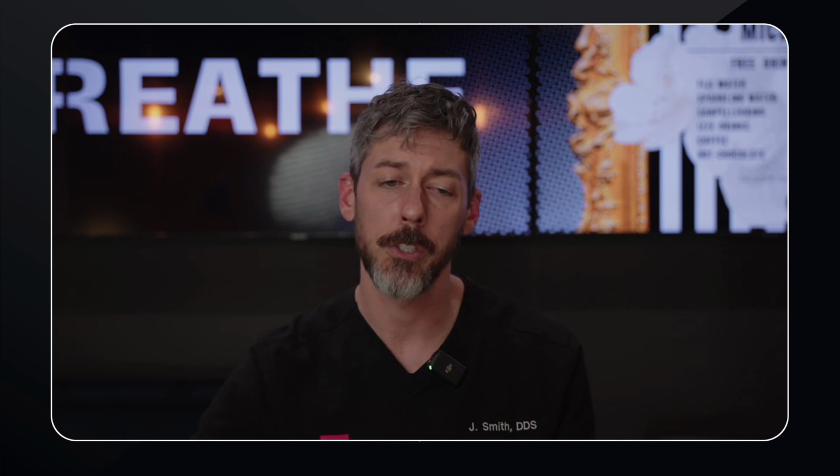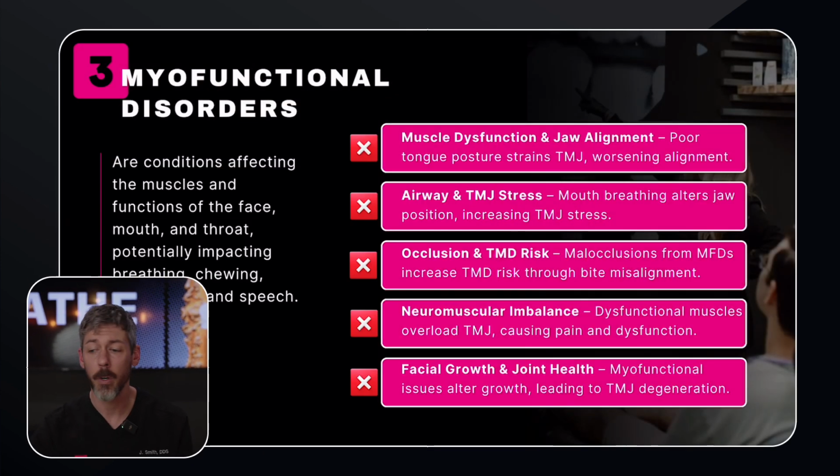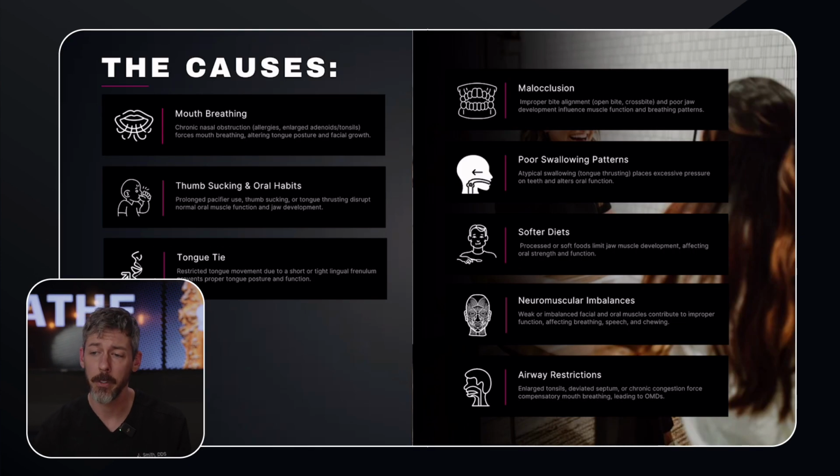And so many of our patients will actually go through therapy and work on these things while we're also treating those other issues. So the main causes: mouth breathing, thumb sucking, and oral habits as children. Tongue ties are a really popular one that I see that people are missing. And as a result, that tongue is held down. It can't function properly, and it changes the pressures and the dynamics within the mouth.